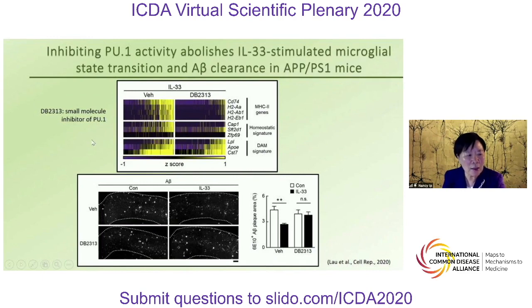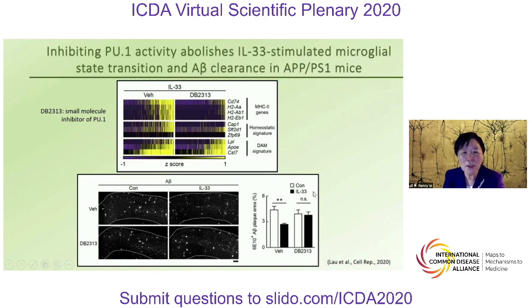Now, in order to further investigate the role of PU1 in controlling the microglia state transition, we ICV injected a small molecule that can inhibit PU1, and then we performed the transcriptome analysis. And our analysis shows that this PU1 inhibitor can actually abolish the IL-33 stimulated transcriptome profiling and also the microglial state transition. And we subsequently also performed immunohistochemical analysis to show that in the presence of PU1 inhibitor, it can attenuate the IL-33 stimulated A-beta clearance in APP-PS1 mice.